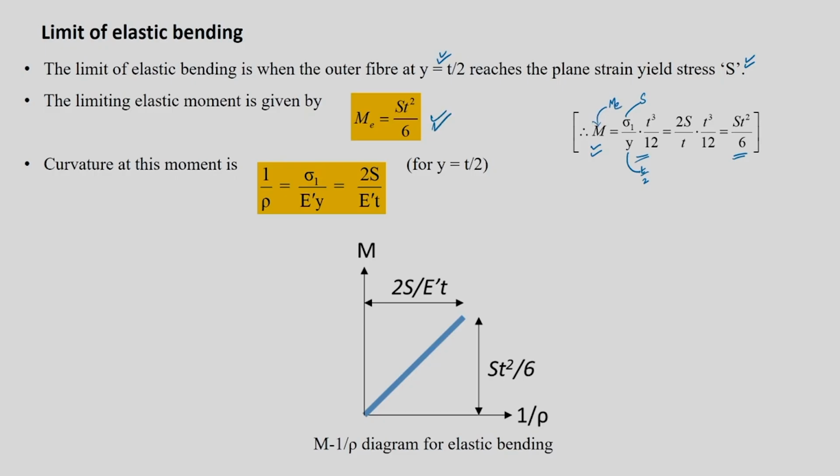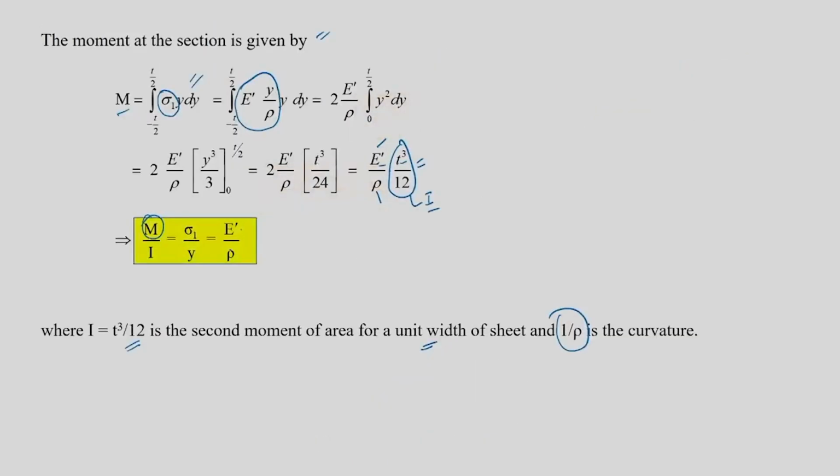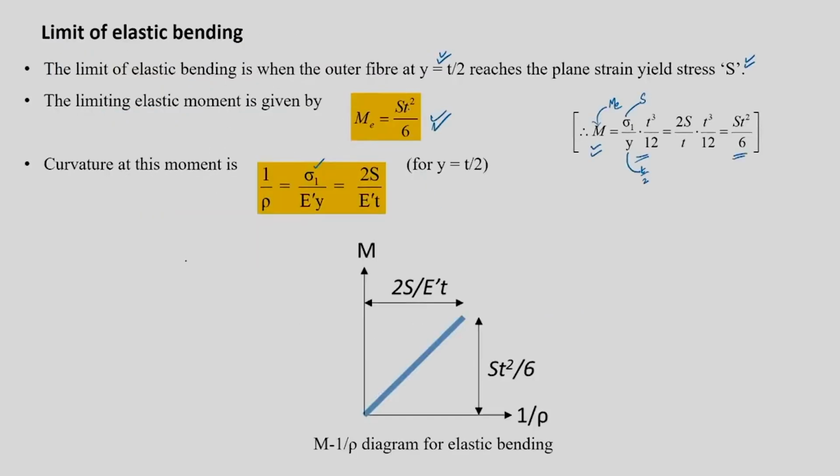So the limiting elastic moment: given a sheet thickness and a yield strength of the material, you can get the plane strain yield stress or flow stress, and you will get Me, the limiting elastic moment. When you reach this particular moment, what will be the curvature, 1 by rho? That will be given by this equation. 1 by rho is nothing but sigma 1 divided by E dash y. This y is nothing but t by 2. At t by 2, this will become S. So it is nothing but 2S divided by E dash t.